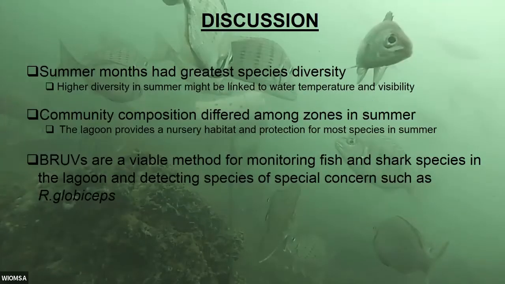Summer months have a greater community composition and diversity. This could be attributed to the high temperature in summer and visibility that increases and attracts a larger abundance of fish. Another possible explanation could be that most of the fish use the lagoon as a nursery area, and the summer months coincide with the peak spawning. For example, the Rhabdosargus globiceps spawns during summer.